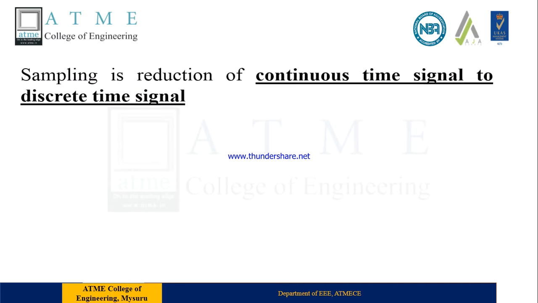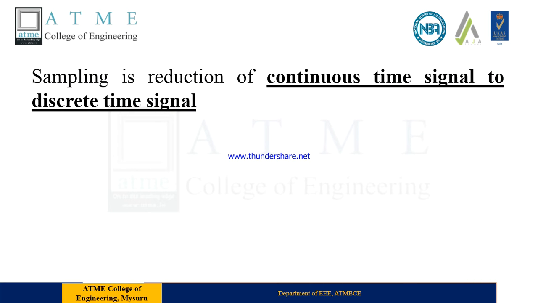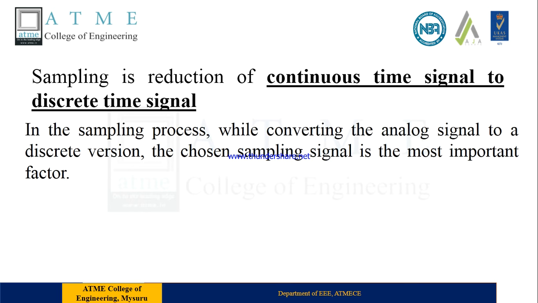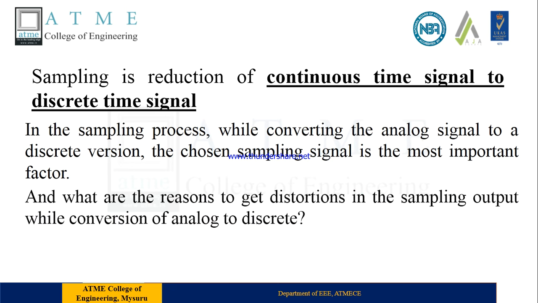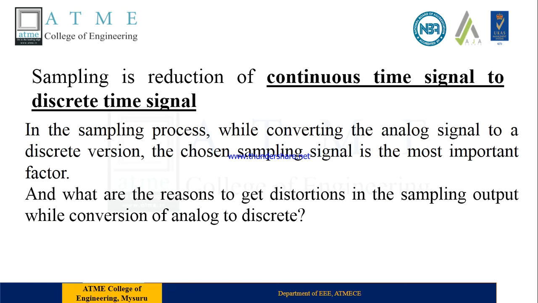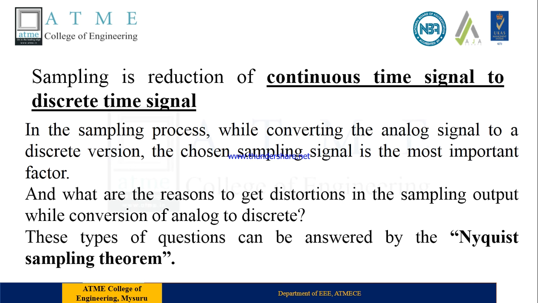Sampling is basically the reduction of a continuous time signal to a discrete time signal. When converting from an analog signal to discrete form, we use the sampling technique. So it is very important that we understand the sampling technique and the reasons for the distortions while we are sampling a signal from continuous to discrete form, and again retrieving it back from digital to analog form.